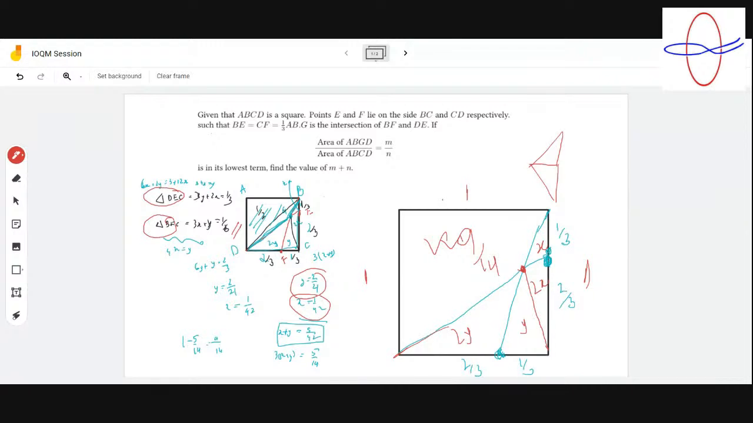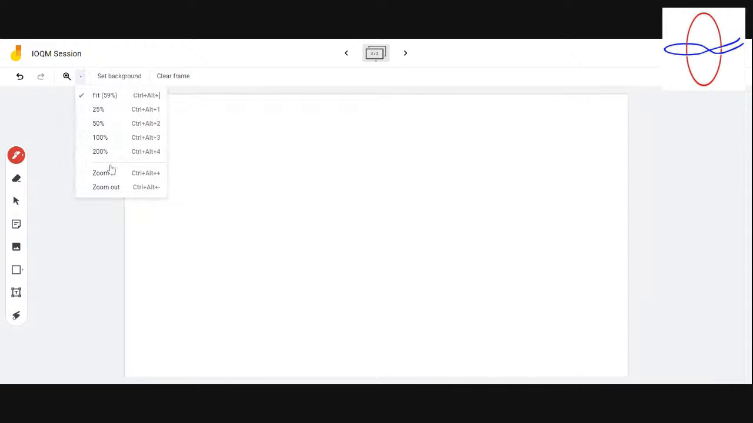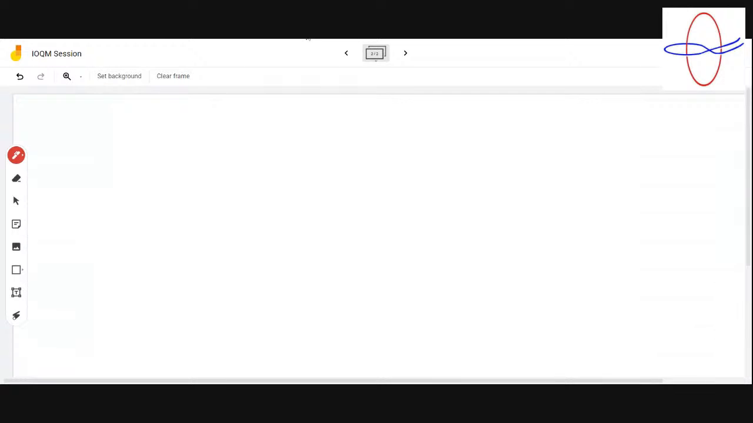Okay, guys, so let's move to the next problem. Okay, very good. The next one is a counting problem. It's a combinatorics problem, so let's move on to that.